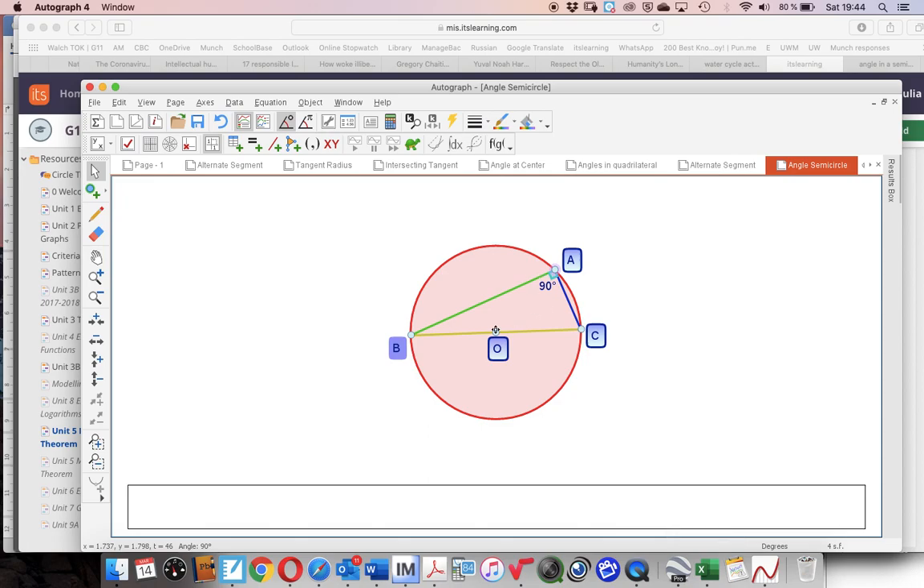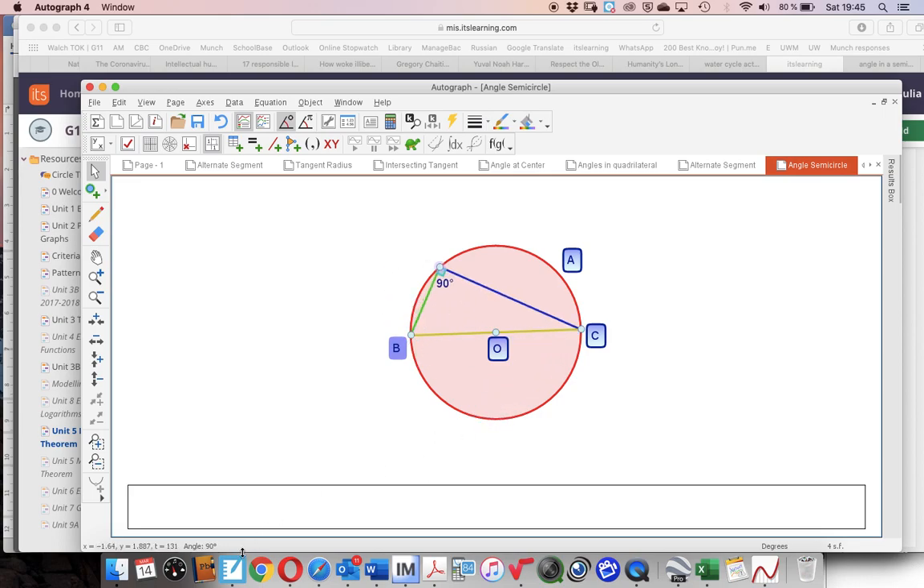So here I have a semicircle, and as you can see, the property is such that when you form an angle that is subtended by the arc, so held by the arc, can you see that this is always 90 degrees? So that's our first property. It's pretty straightforward.